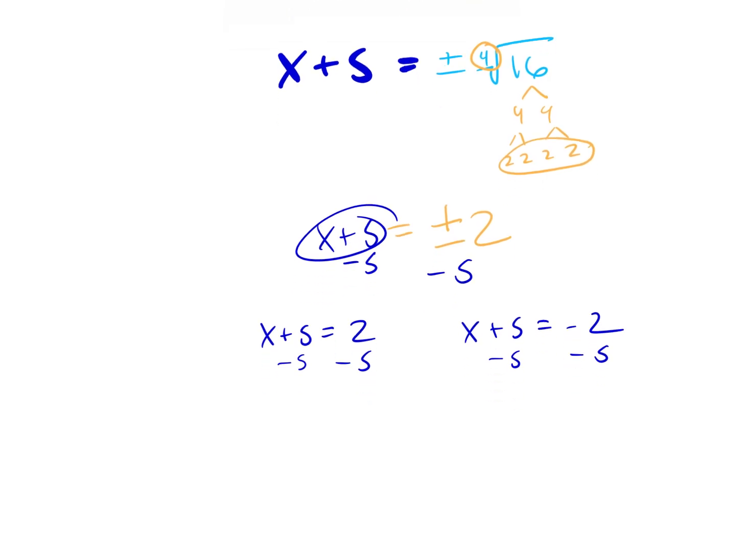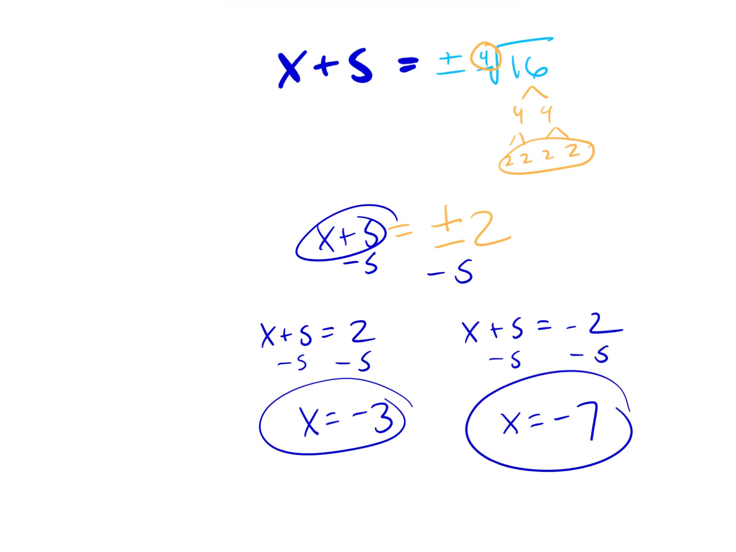So what is x equal? Negative 3 and negative 7. So these would be our two answers. If you plugged in negative 3 into the equation, it'll work out. If you plug in negative 7 into the equation, it'll work out. So these are our two answers.